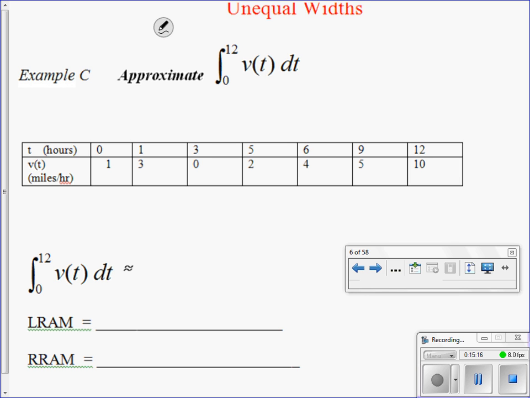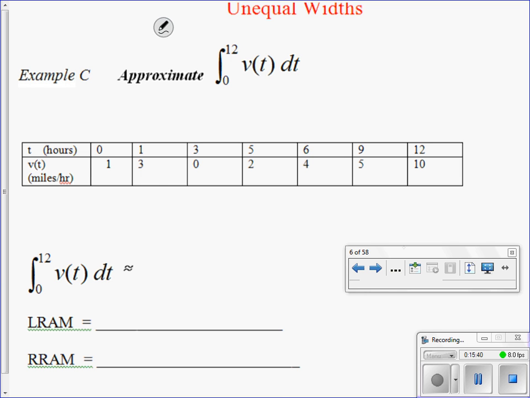Now, suppose you're given, in this case, 7 points. But you see they're not evenly spaced. Then you're going to have to do each rectangle or each trapezoid separately. So we first want to approximate the definite integral from 0 to 12, using the indicated subintervals, using the points you've got.